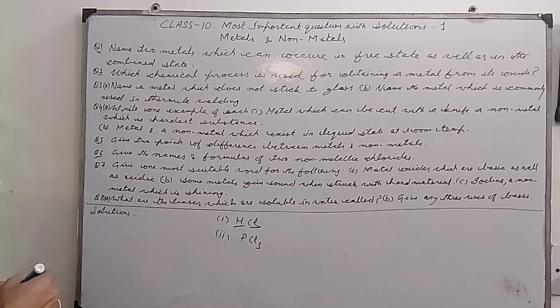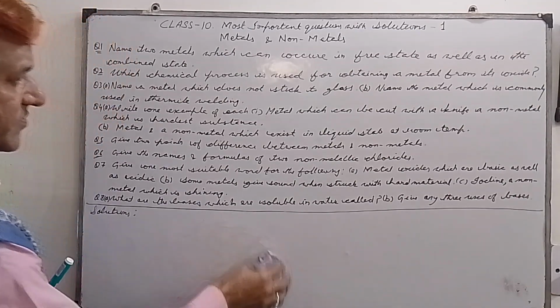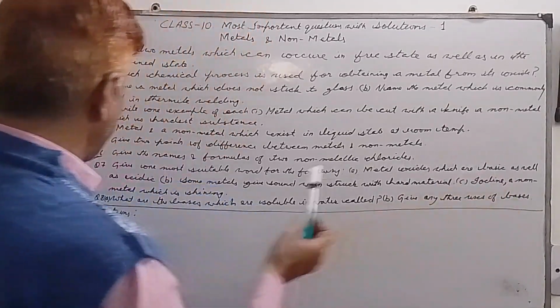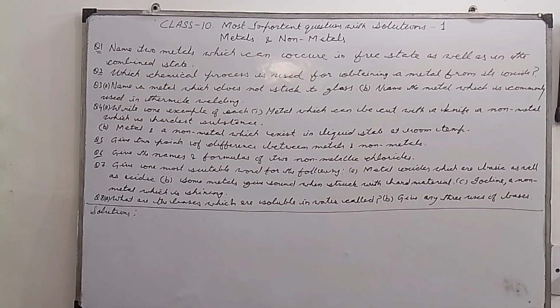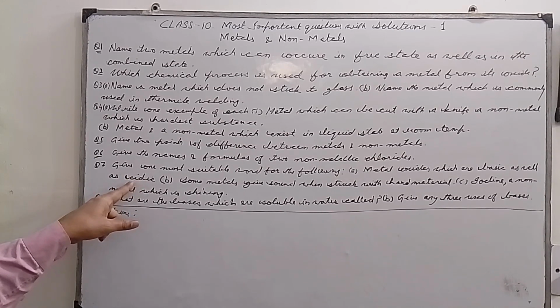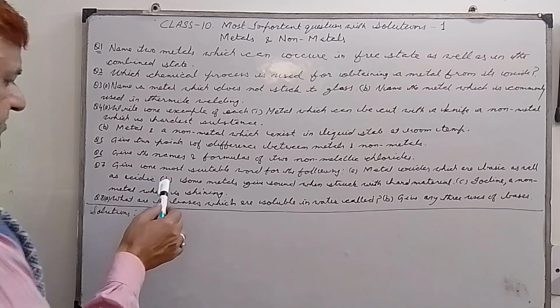Then we have question number 7: give one most suitable word for the following. Metal oxides which are basic as well as acidic. My dear students, we have metal oxides. Metal oxides are generally basic, but we have some metal oxides which are both basic as well as acidic, and they are called amphoteric oxides. So the suitable word is amphoteric oxides.